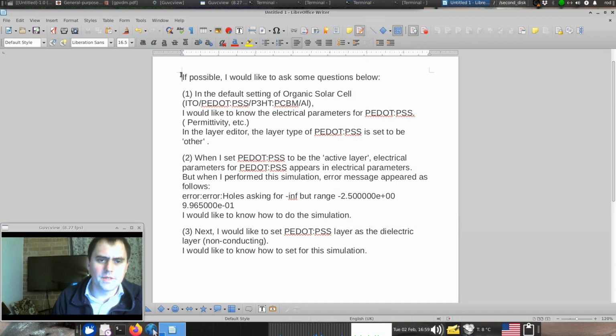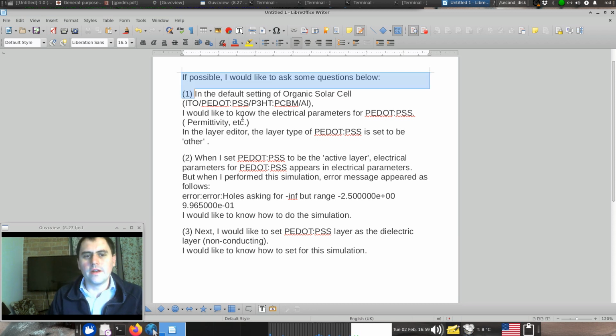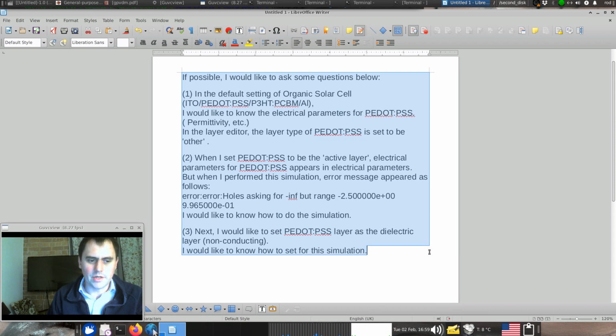So I got this email from somebody asking about how to include whole transport layers and things like that in the simulation. I get this question quite a lot, so I thought I'll just talk through the answer. I'll read it first and then explore the simulation together.